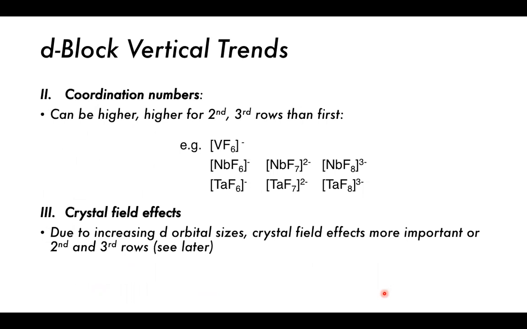So coordination numbers can be higher for second and third rows than the first. This ultimately comes down to, again, increasing size. So the coordination numbers for the second and third row are larger. Typically, they have access to greater numbers of bonds to the ligands. They're bigger. There's more space around them, especially if the ligands are small, like fluorides or cyanides or hydrides. You can fit a lot of those around the metal center.